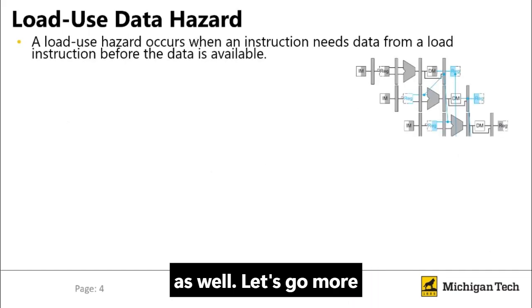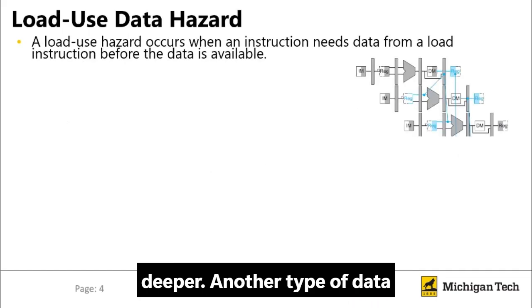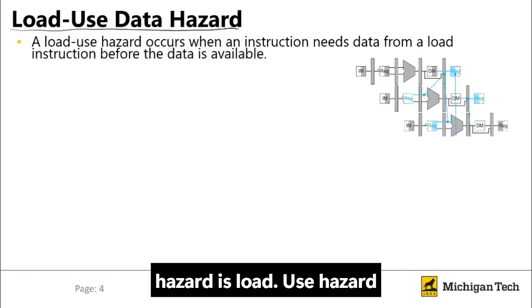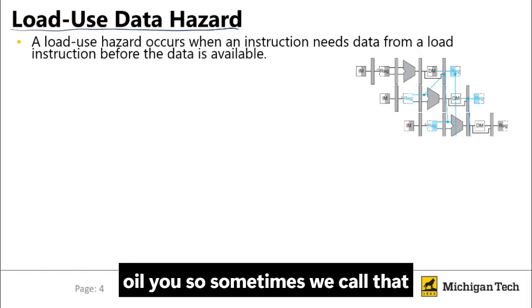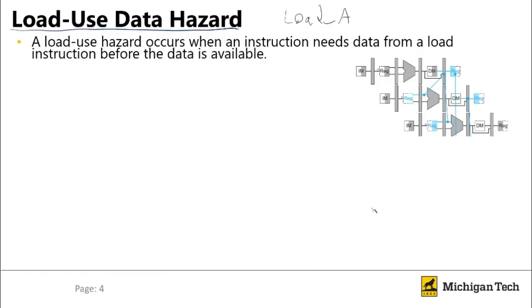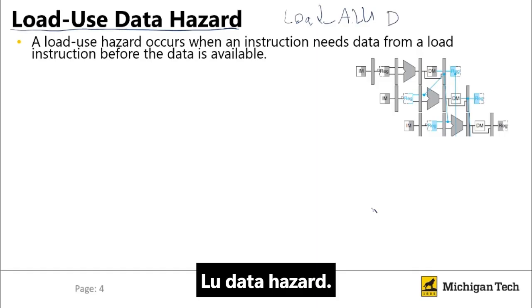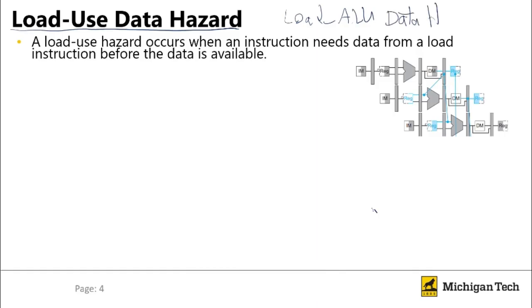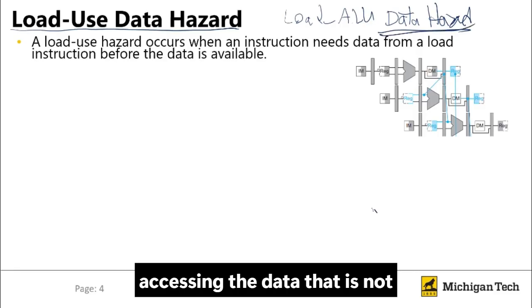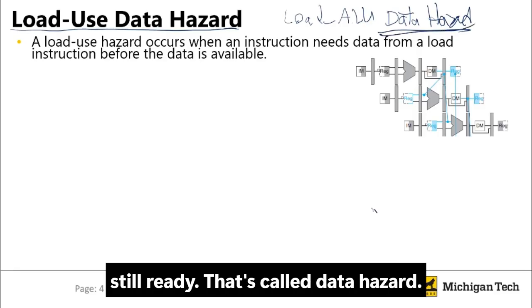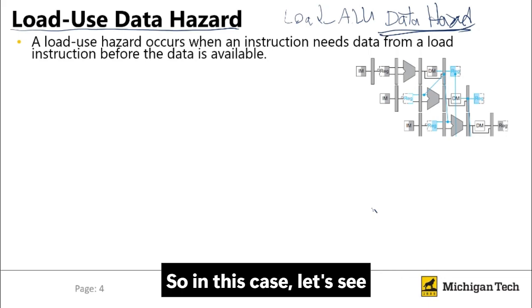Let's go deeper. Another type of data hazard is the load-use hazard, when you have a load and then use that data. This use is like ALU, so sometimes we call it a load-ALU data hazard. Why is it a data hazard? Because we are accessing data that is still not ready. That's called a data hazard.